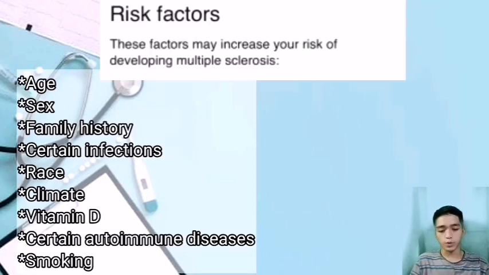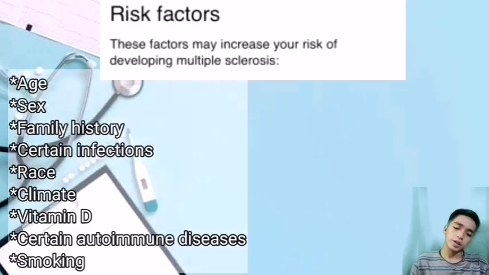Then the last one is smoking. Smokers who experience an initial event of symptoms that may signal multiple sclerosis are more likely than non-smokers to develop a second event that confirms relapsing-remitting multiple sclerosis.